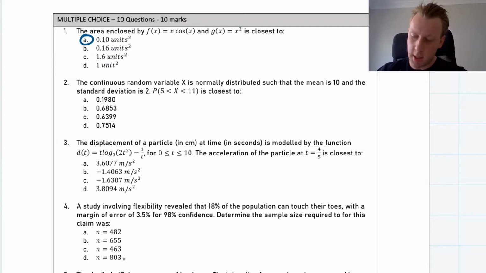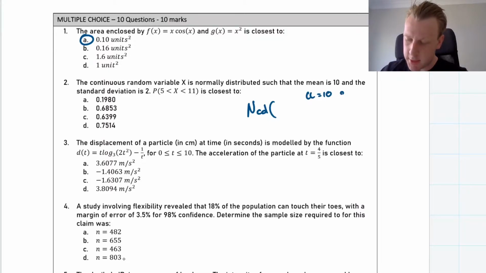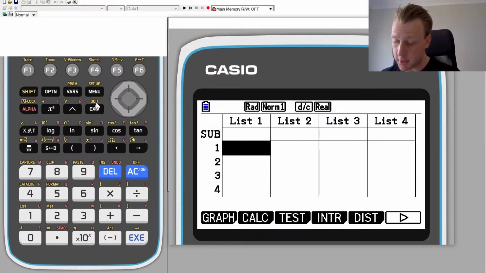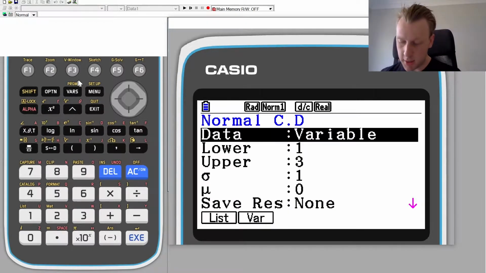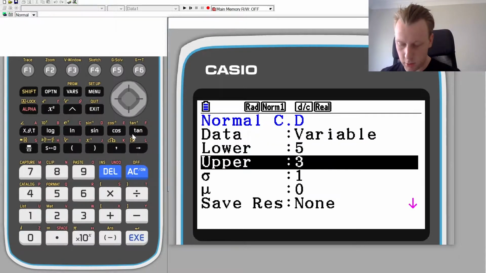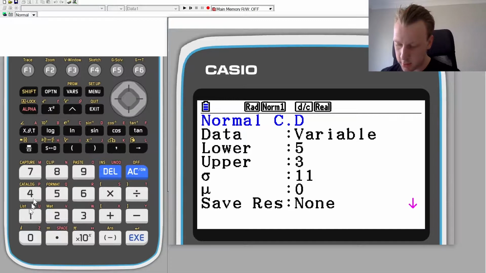Next. Normal distribution questions. This is just NCD, where we know that the mean is equal to 10, standard deviation is equal to 5. This is just a matter of knowing where to go on your calculator. So at least on this one, let's go out of the graphing. We're going to go into statistics, and we're going to go distribution, normal, NCD, and we're going to go variable. Our lower was 5, our upper was 11.